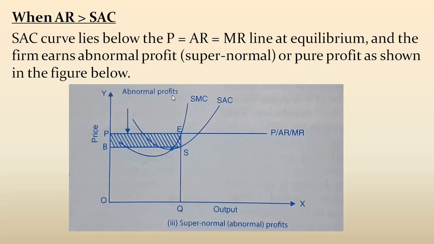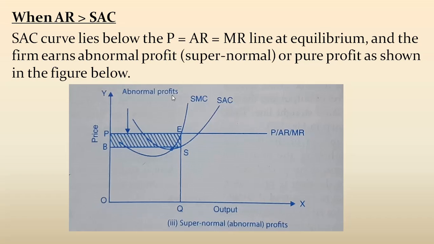So there will be the entry of the new firms. Until this abnormal profit is completely wiped out of the market, new firms will continue to enter the market. Firm 1, firm 2, the new firms, 1, 2, 3, 4, 5, 6, will enter the market continuously until this abnormal profit is completely wiped off from the market.